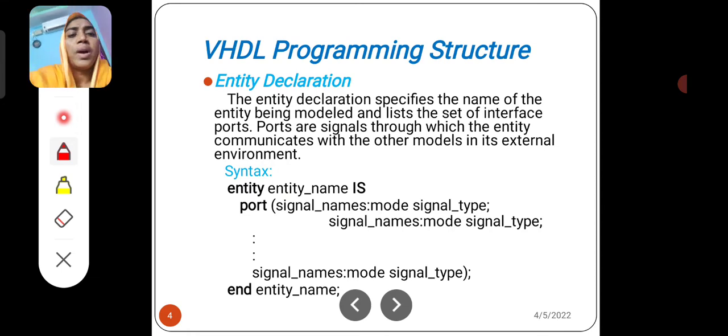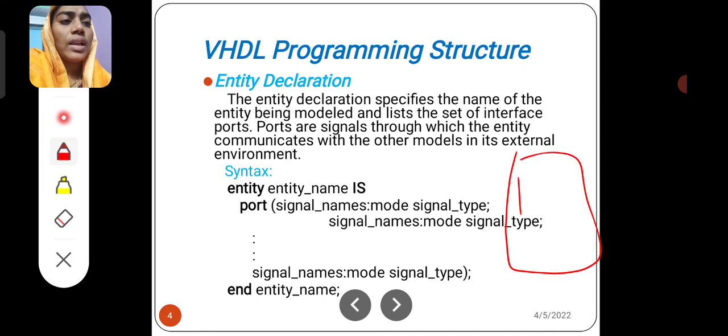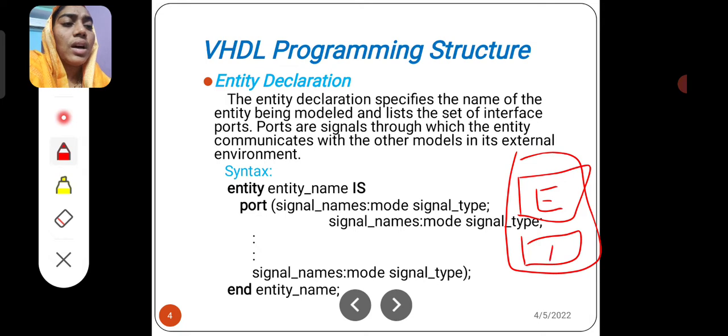HDLs are of two types, VHDL and Verilog HDL. Nowadays we use SystemVerilog also. In the DSD subject we have only VHDL programming. The VHDL programming structure has two parts. The first one is entity and the second one is architecture. The combination of these two is the program structure of a VHDL.